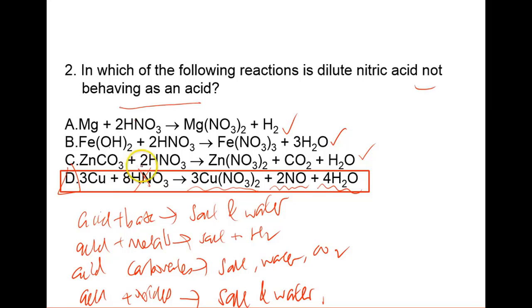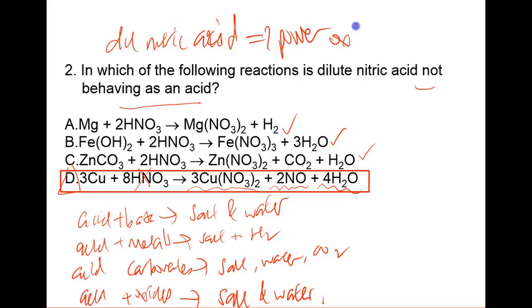So in this reaction, what is actually happening? Dilute nitric acid is in fact a very powerful oxidizing agent. Being a very powerful oxidizing agent, it doesn't undergo a typical acid and metal reaction. It oxidizes the copper to something else, and during the reaction I have nitrogen oxide being released as well. So this will be covered more in fact in the A levels.